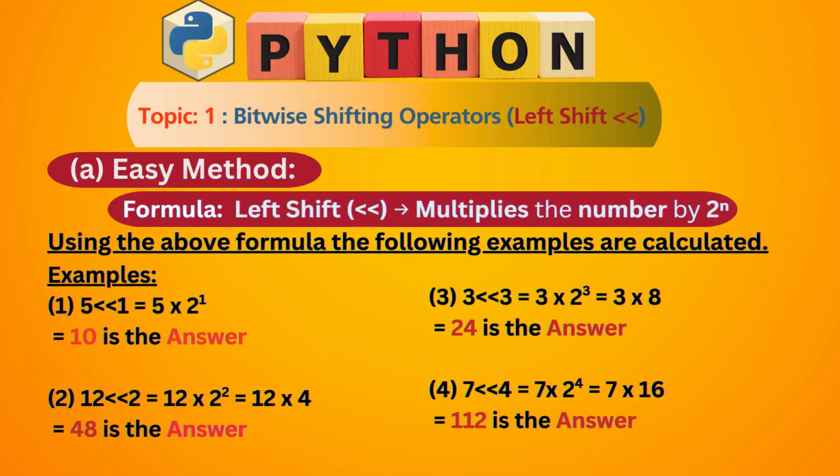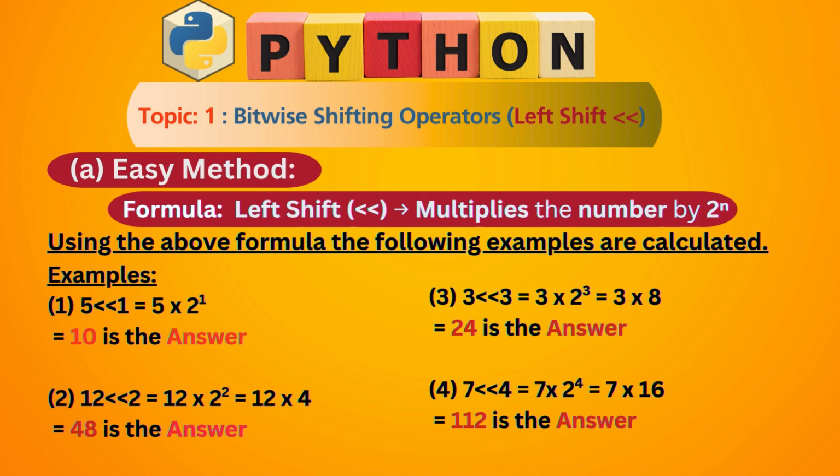Let us move on to the bitwise left shift operator. You see the formula here. The left shift formula multiplies the number by 2 power n. Suppose 5 left shift 1 equals 5 into 2 power 1. If 3 left shift 3 equals 3 into 2 power 3, like that, it arrives at the answer correctly. So left shift multiplies the number by 2 power n. This is the easy method.